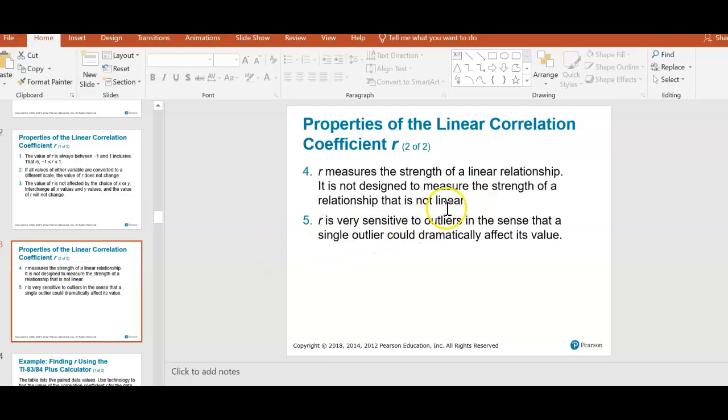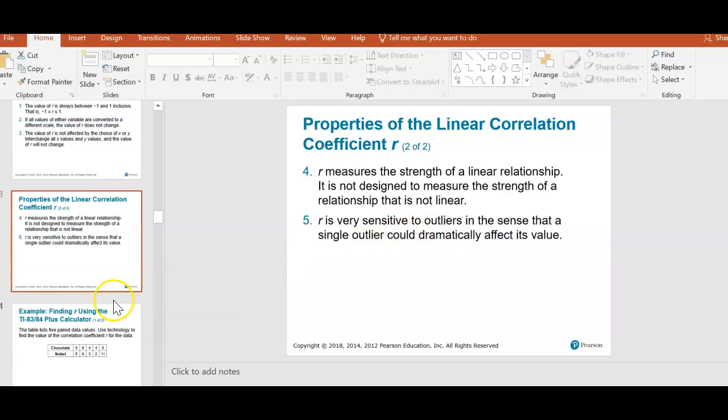R measures the strength of a linear relationship. It is not designed to measure the strength of a relationship that's not linear. So that one that we had before that was parabolic, this is not doing a good job of measuring that. And R is very sensitive to outliers in the sense that a single outlier could dramatically affect its value.